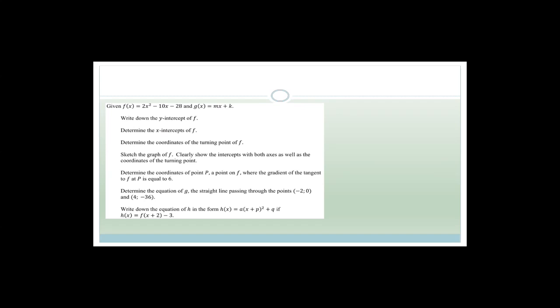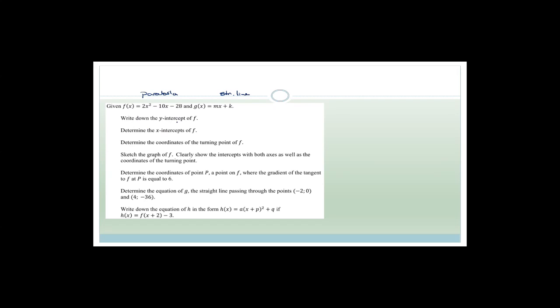Right, now we're going to carry on with graphs. It says we're given f of x equals 2x squared minus 10x plus 20, minus 28. Okay, so the first thing I do when I look at this is I try and work out what type of graphs they are. So do you agree this is an x squared? So I know that that's a parabola. Okay, this is g of x is equal to mx plus k. That's a straight line.